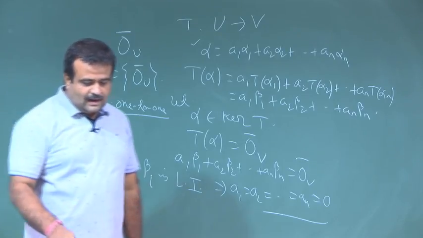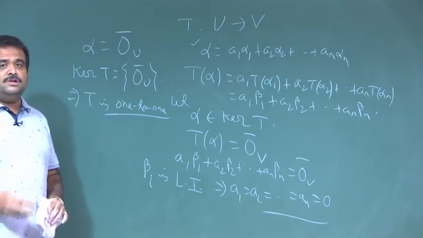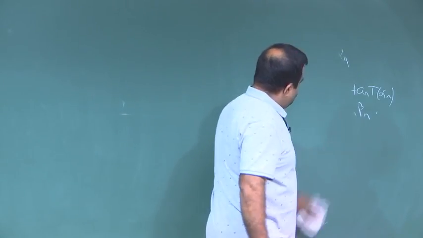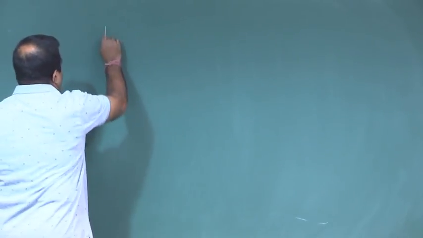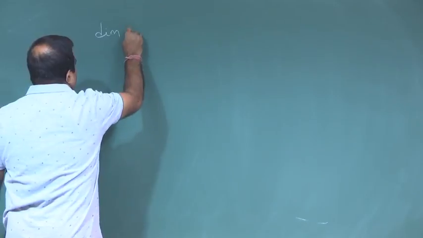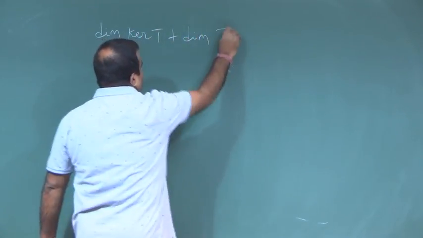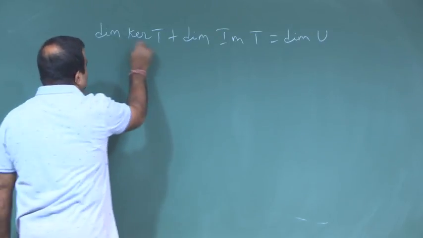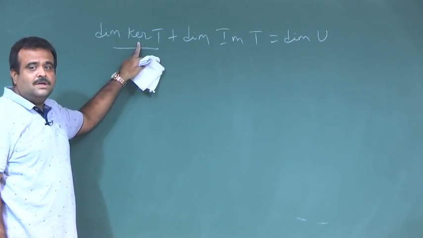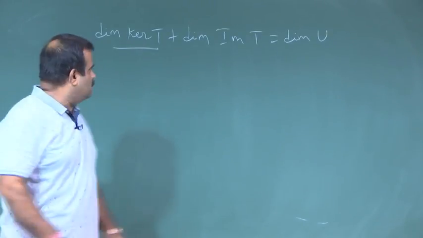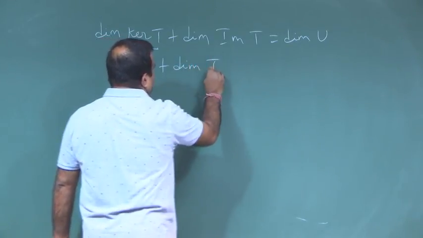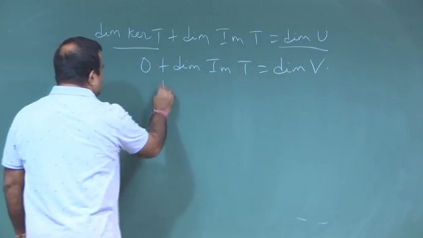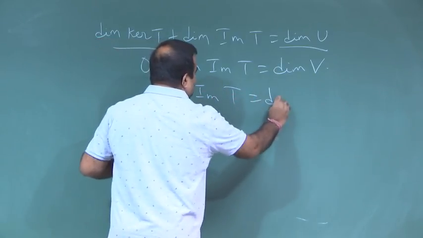Now, we need to show that T is onto also. For that, we will use the rank plus nullity theorem. So, we know that dimension of kernel of T plus dimension of range of T is equal to dimension of U. This is the rank nullity theorem. Now, this first term is 0, because kernel of T consists of only the 0 vector of U. So, 0 plus dimension of range of T is equal to dimension of U, which is the same as dimension of V. That is the assumption we made. So, this means dimension of range of T is basically dimension of V.